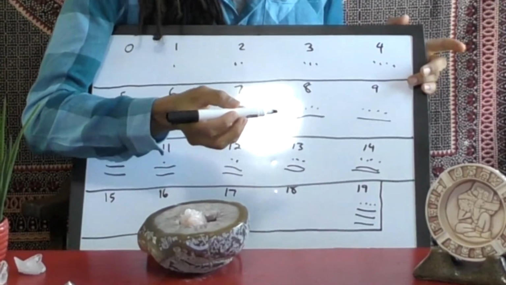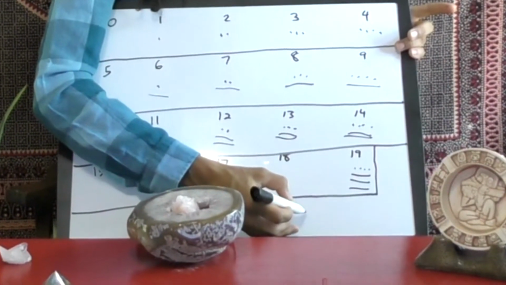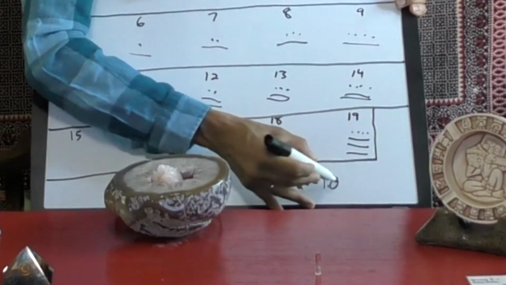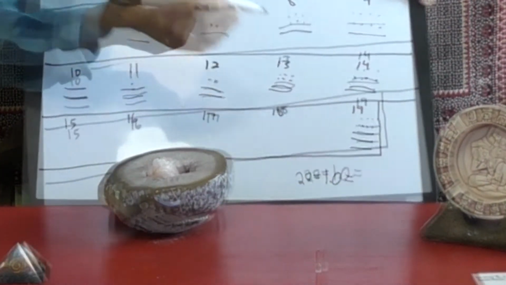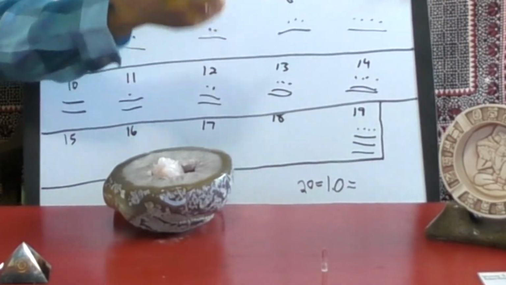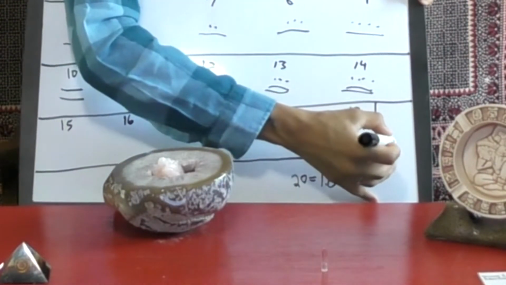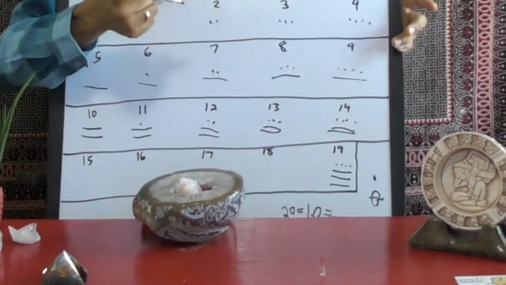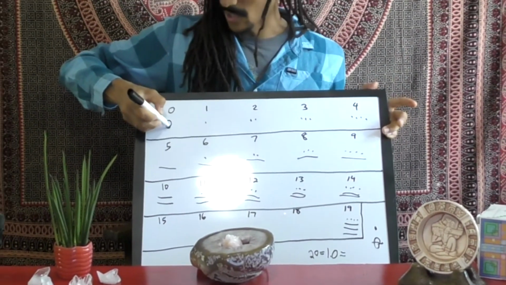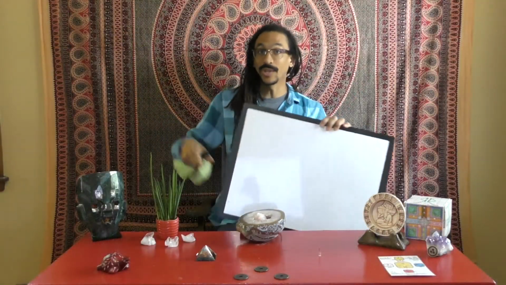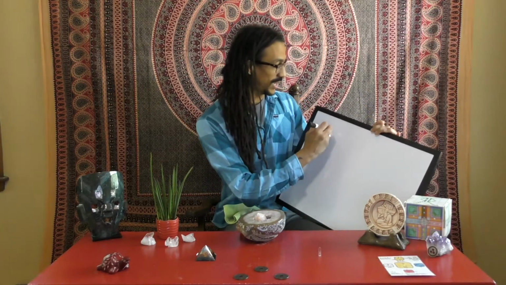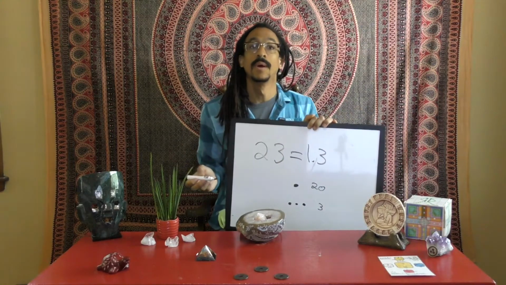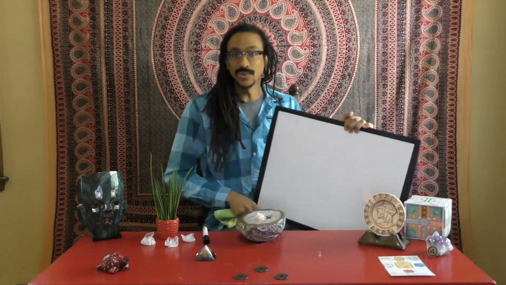Reaching 20, remember that in Vigesimal notation, 20 is written as 1.0. And in dot bar notation, we write this vertically instead of horizontally. So you can see that the 0 is a circle with a horizontal line through it. 23 is 1.3. Let's move on to larger numbers.